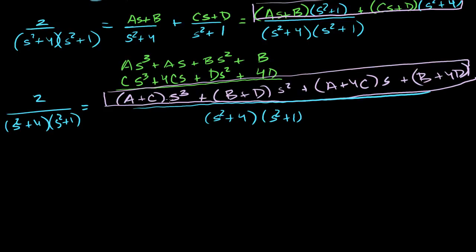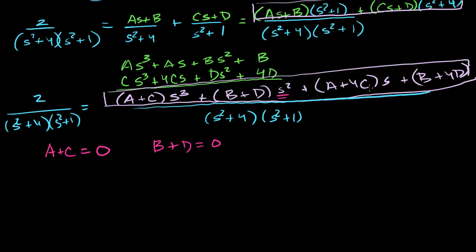A plus c, this is the coefficient on the s cubed term. Do we see any s cubed terms here? No, we see no s cubed terms here. So a plus c, let me write this down. A plus c must be equal to 0, because we see nothing here that has an s to the third. B plus d is the coefficient on the s squared term. Do we see any s squared terms here? No, so b plus d must be equal to 0. B plus d is equal to 0.